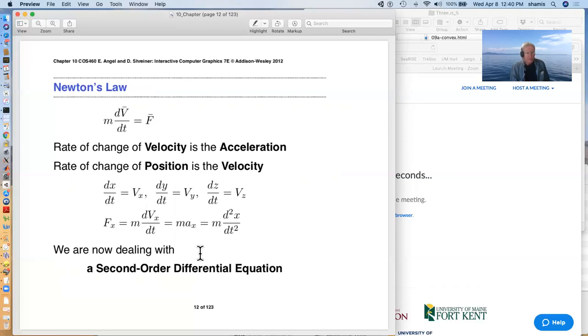So when we talk about the rate of change of velocity, that's what we call the acceleration. And when we talk about the rate of change of position, that's what we call the velocity. And so each of our little vector equations, dx dt is vx, dy dt is vy, and dz dt is vz. And so our f equals m dv dt is ma. I'm talking about just the x component here. And that's now the second derivative of x with respect to t. So in our solutions here, we're dealing with second order differential equations.